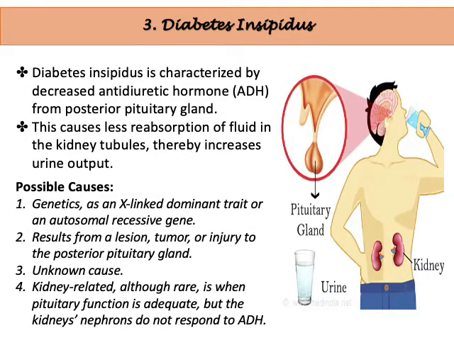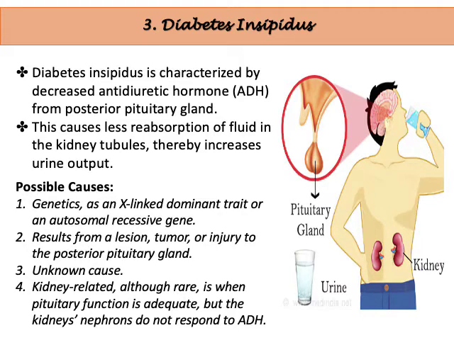Third is diabetes insipidus. It is characterized by a decreased antidiuretic hormone production from the posterior pituitary gland. As a review, ADH acts on the kidneys. It conserves water and decreases urine production. ADH, if it is less, causes less absorption of fluid in the kidney tubules. Therefore, it increases urine output.